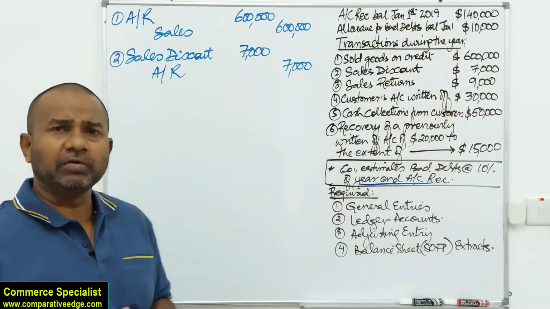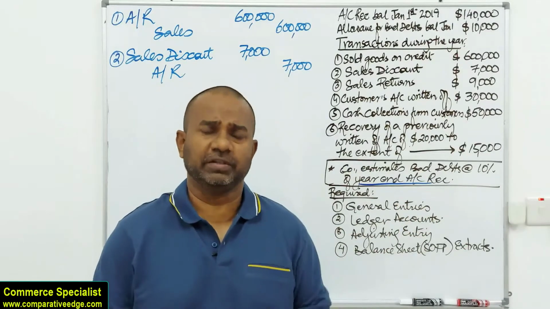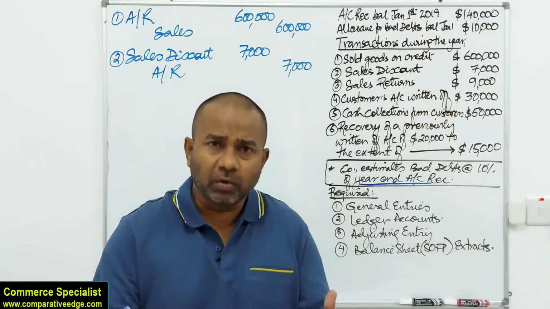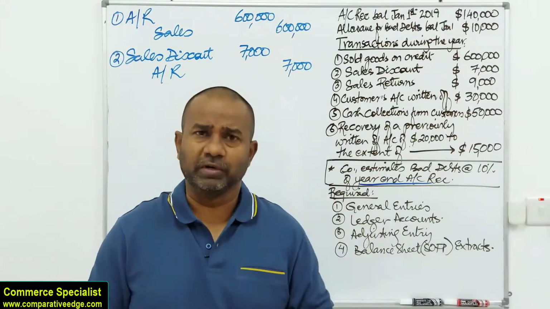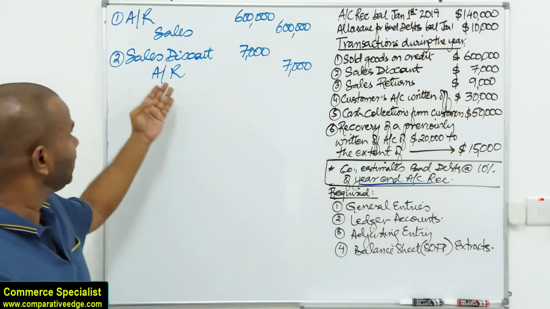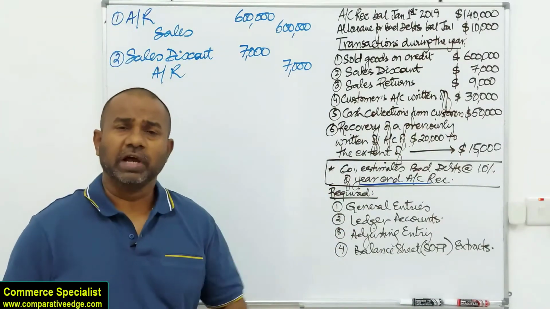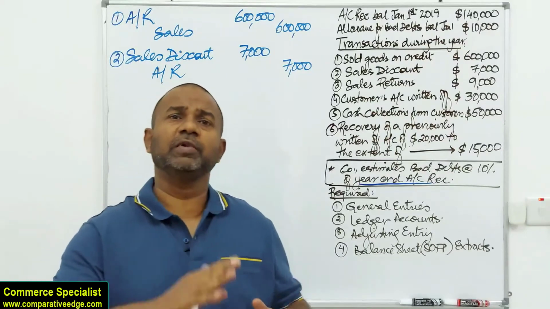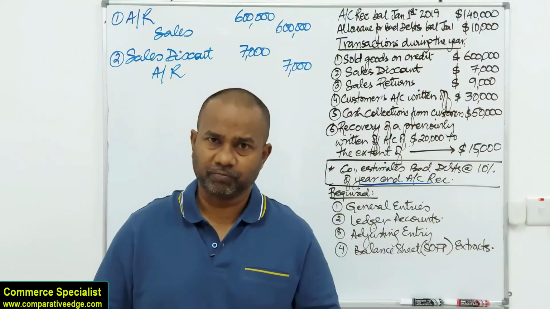Obviously, if you're giving a discount, that portion of the money will not be received. So whenever we give a discount, it reduces our receivable. Receivable is an asset, decrease in an asset is a credit. So as a result of discount, your receivables are reduced, your assets are reduced.